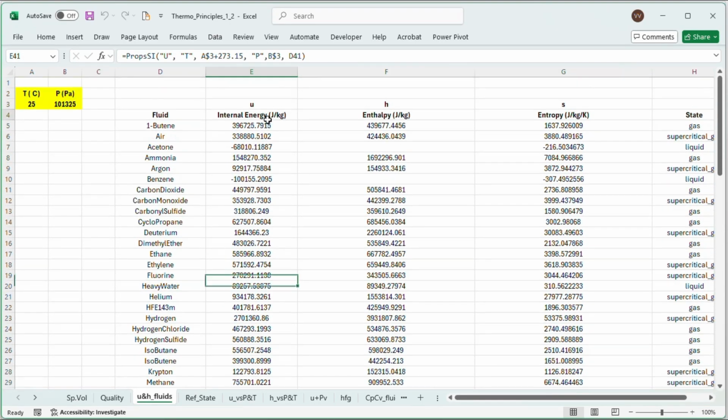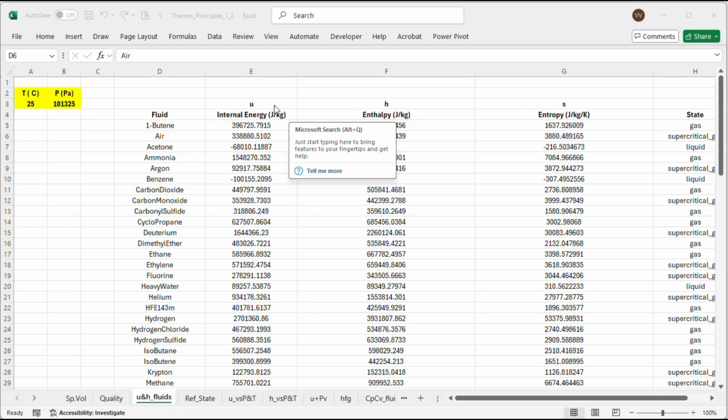All these values are in specific energy terms. It's joules per kilogram, and the formula used is PropsSI, and U is the symbol for internal energy. T is one of the inputs, which is here, and I'm converting that to Kelvin. And P is the other input, pressure, and that's in Pascal. And D5 is basically the name of the fluid.